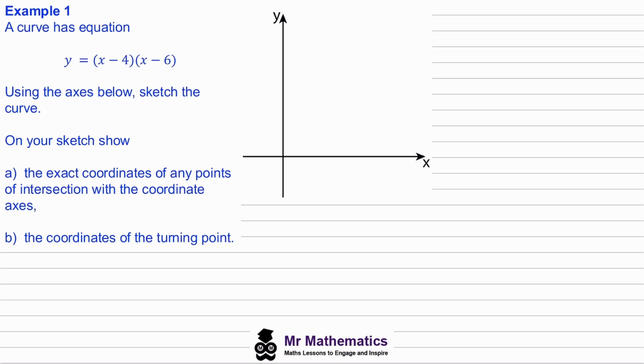So in example 1, we need to sketch the graph of this quadratic equation. We need to show the exact coordinates of any points of intersection with the coordinate axes, and we also need to show the coordinates of a turning point.